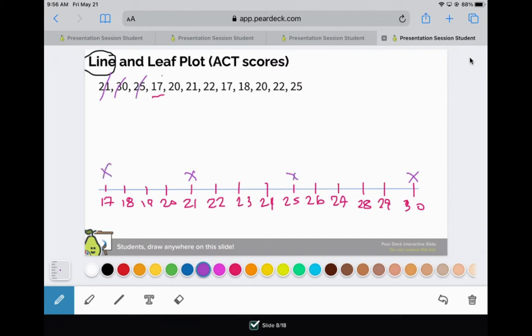17, and then I would get to 20. There's 1, 21, another, 22, 17, I have another X, 18, 1, 20, another one, 22, sorry, 22, and then 25. So this is the line plot. If we want to do dot plot, you replace the X with the dot.